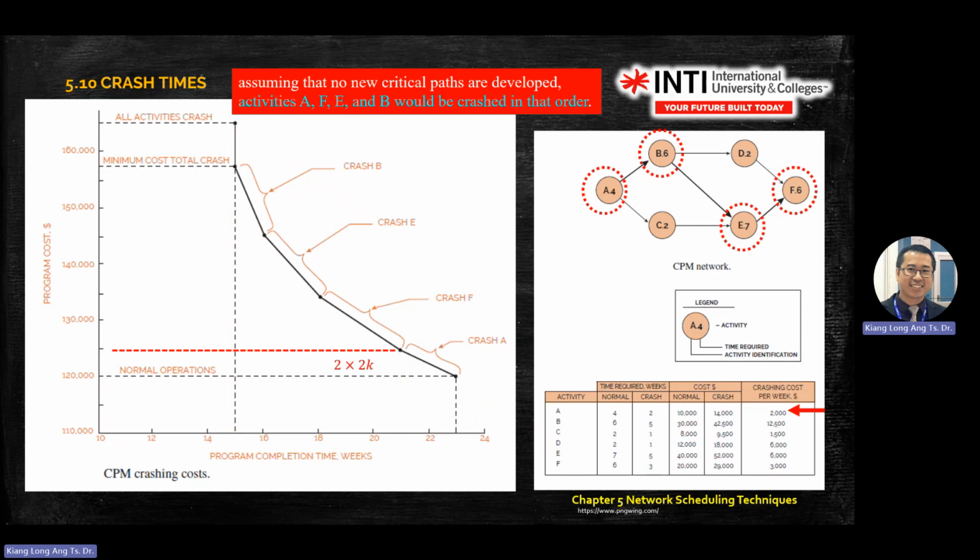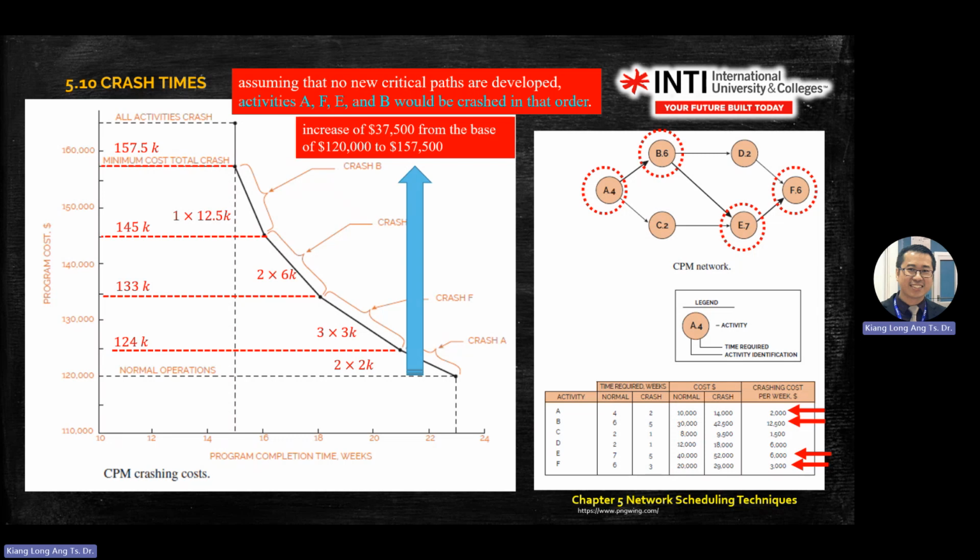So this one, 2 weeks is 4,000. If you crash for 2 weeks, you increase the cost. It's 2,000; if you crash for 2 weeks, the cost will increase 4,000. And so on. You will work back all the procedures. Then you join the line, and you arrive at one point. So this point is called the minimum cost total crash. You arrive at one value.